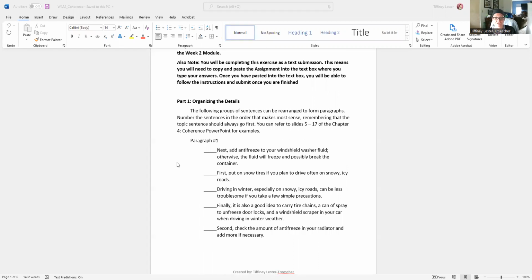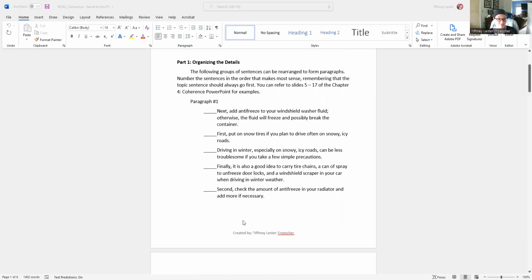All right. So part 1 here is on organizing the details. So we're, again, organizing our main ideas in the right order and our supporting ideas in the right order. We did this on slides 5 through 17 of the chapter 4 coherence PowerPoint. But you have paragraph 1 here, right? We've got 5 sentences. Your job is to figure out what's the topic sentence. What's the first sentence of this paragraph that tells us exactly what the paragraph is about. Mark that sentence with a 1, right?